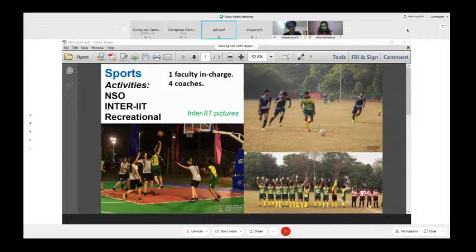Then there is of course the inter-IIT. We have already got some medals in football, and the trajectory is good in general. And then of course you can do recreational sports. In this slide you have pictures of our students, men and women, participating in inter-IIT sports meets. We have 1 faculty in charge and 4 coaches, and then there are different attenders.